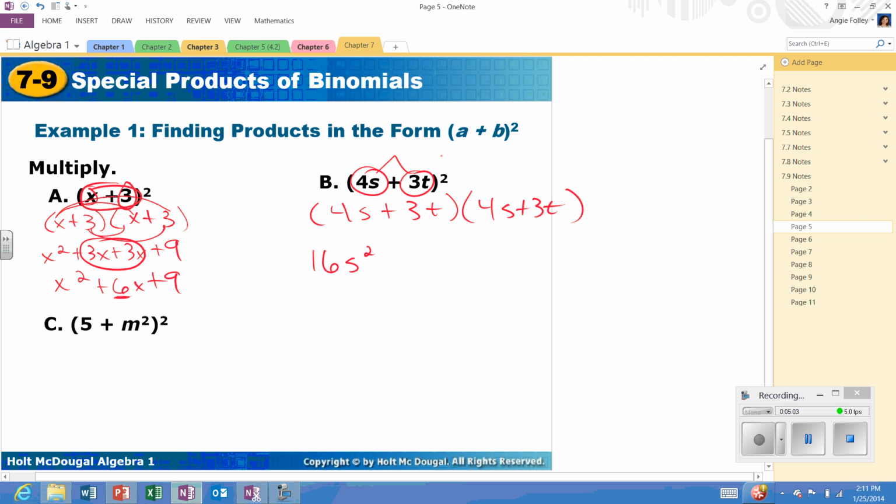So 4s times 3t is going to be 12st. So if it's doubled, that means I have 24 of them.